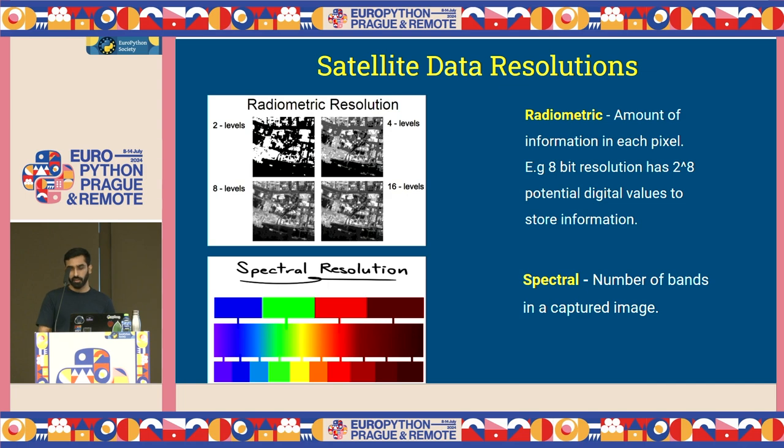And the next is spectral resolution. The videos or images you take from your cell phone usually have three bands, but satellite sensors are much more advanced. They can capture more bands, like 10 bands or 100 bands. We can call them a multispectral image or a hyperspectral image, and they capture different types of information from the Earth's surface.